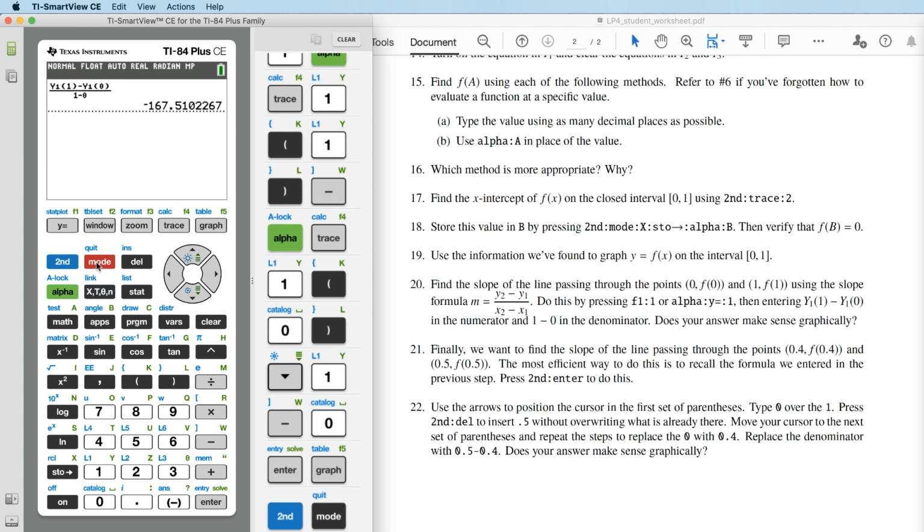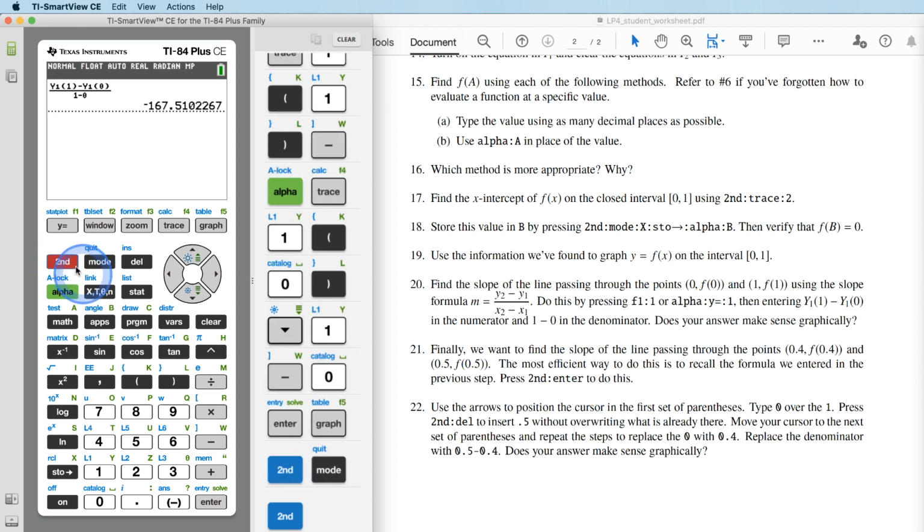Okay, number 21, finally we want to find the slope of the line passing through the points 0.4, f of 0.4 and 0.5, f of 0.5. The most efficient way to do this is to recall the formula we entered in the previous step. So instead of starting over, bringing up the fraction template, typing, I'm just going to use my history. And to do that, I hit second, enter. And that will bring up the last command that I used.